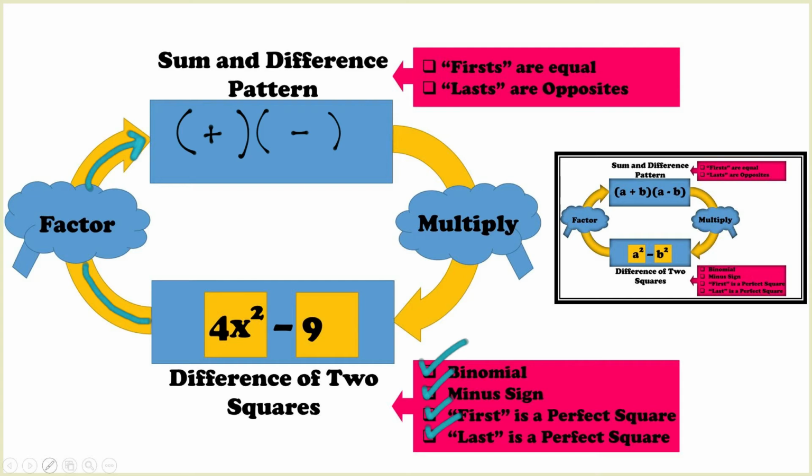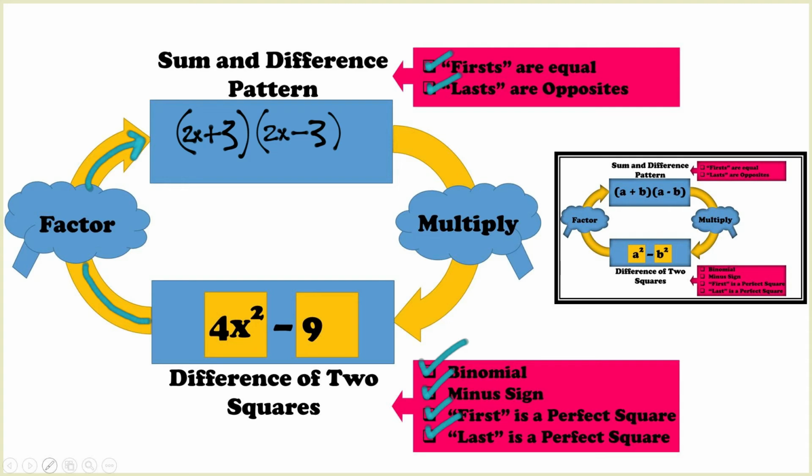So now we need to think of two things that we can multiply together that will give us 4x squared. And we know because this is a difference of two squares problem, and it's going to turn into a sum and difference pattern, that the firsts are going to be equal. So this has to be 2x, and this has to be 2x. So right here, our firsts are equal. That's what we want. And then our lasts are going to be opposite. So we need to think of two numbers that we can multiply that will give us 9. And so those answers are going to be 3 and 3. And so our lasts are opposites.